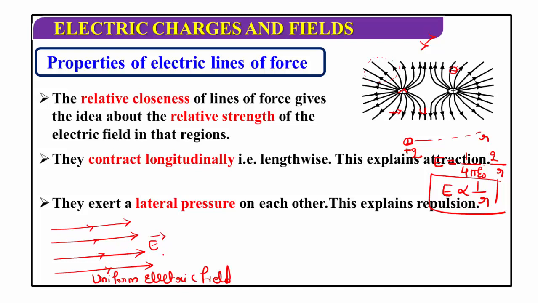Electric field lines are curved in a region of non-uniform electric field. This is called non-uniform electric field. And electric field lines are always perpendicular to the surface of a charged conductor.